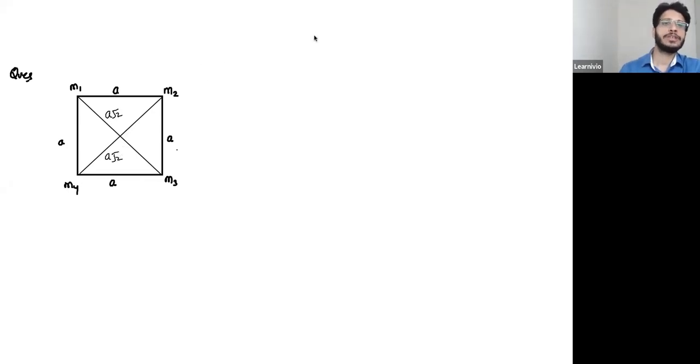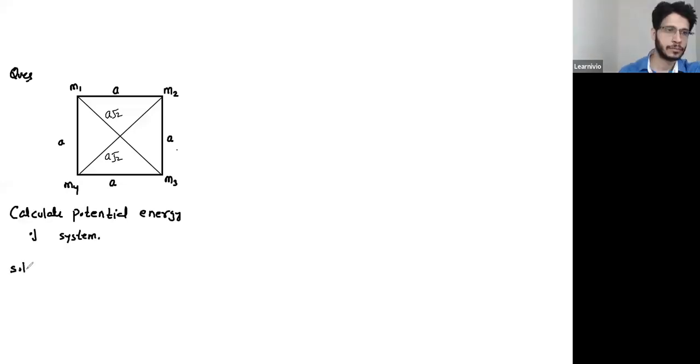So to calculate potential energy of this type of system, you can divide this system into systems of two masses each. Like we can first calculate potential energy of M1 and M2. Then we can calculate potential energy of M1 and M3. Then M1 and M4. Then M2, M3, M2, M4. We have to decide the total number of interactions. Then we will calculate potential energy corresponding to each interaction.